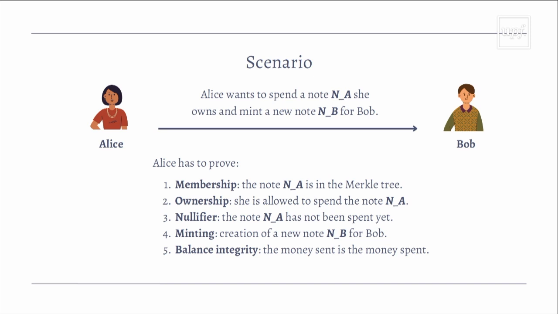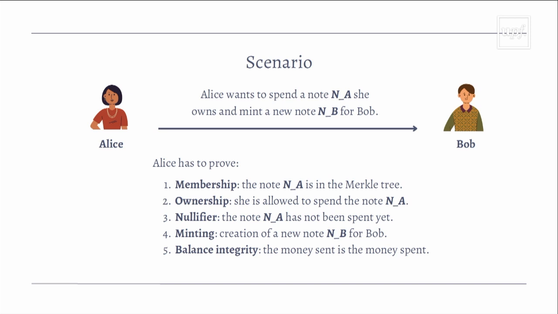So as I explained before, if we want Alice to spend a node and create a new one for Bob, she will have to prove several things. Because all the details of the transaction will be secret, instead of having the network verify all the checks, it will be Alice who does the checks. So Alice will create the proof ensuring that all these checks are okay.